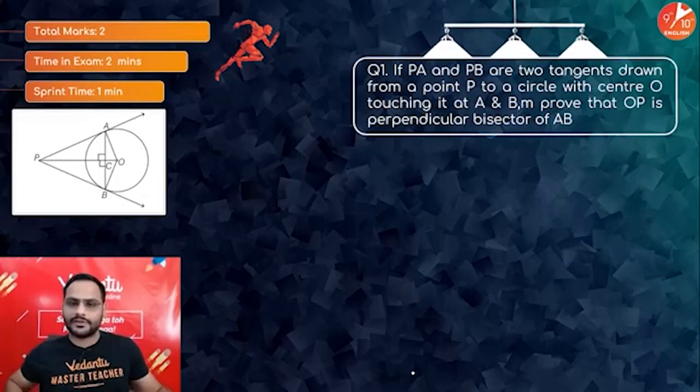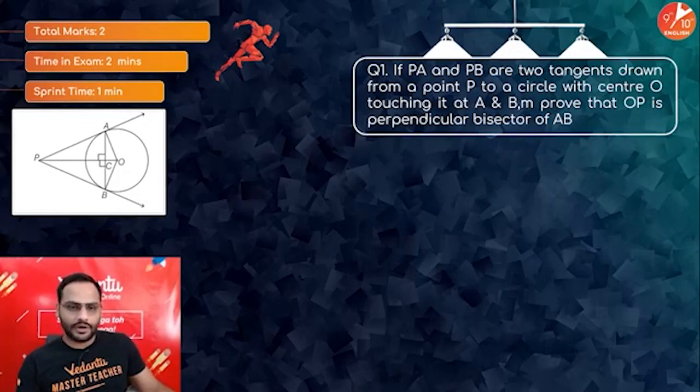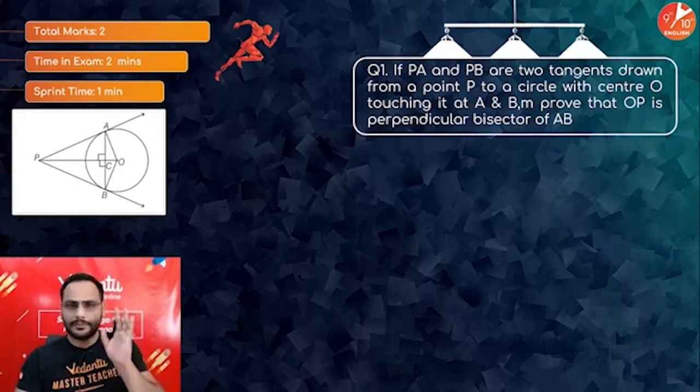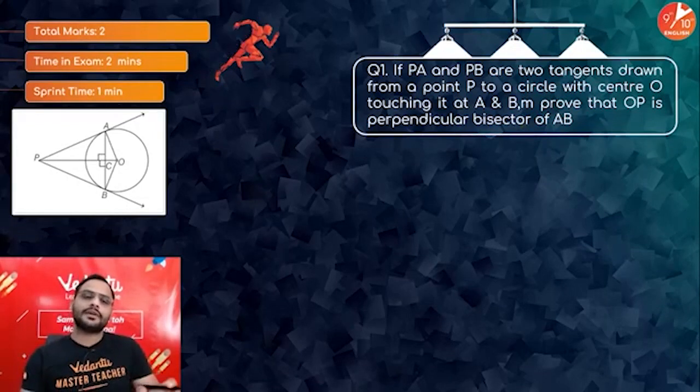The first question, what it says: PA and PB are two tangents drawn from a point P to the circle, with center O touching it at A and B. A and B are points of contact. Prove that OP is perpendicular bisector of AB. Now this is a very famous question. You have to prove that OP is perpendicular bisector of AB.